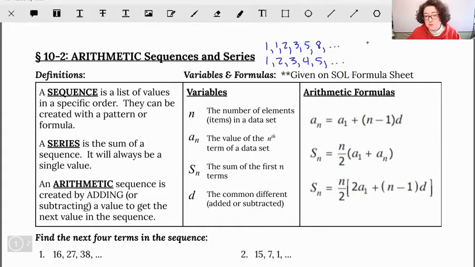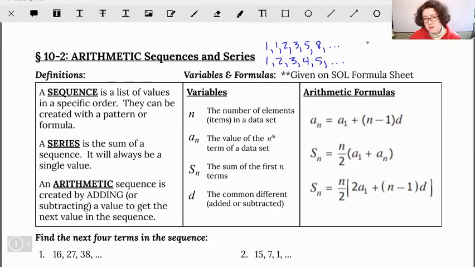Now, there are several variables that we need to be familiar with and formulas that we're going to use. However, you'll notice there's a note on there that says this is given on the formula sheet. So these formulas are actually part of the SOL Algebra 2 formula sheet. So you're going to be given these formulas on your test. Most likely you'll have an image in the directions so you can copy them down on your paper before you get started on the test. So we don't have to have these memorized, even though it might save you a little bit of time. But the big thing is understanding when you can use each one.